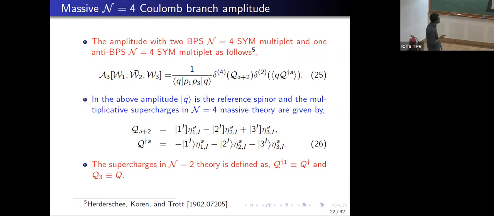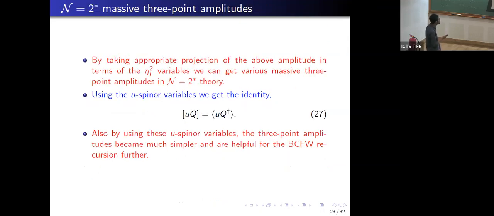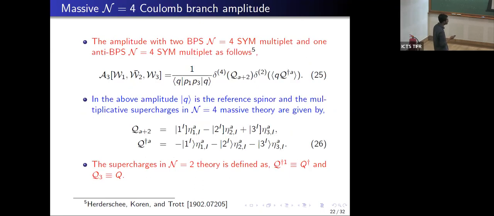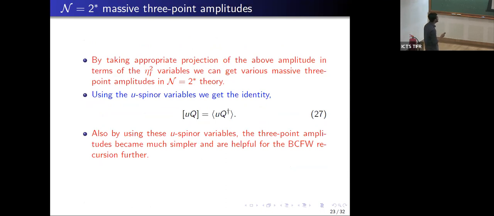By taking the projection with respect to the eta 2i variable, we can get the 3-point amplitude for the n equals 2 star theory. Also, by using these u spinor variables, we can express the 3-point amplitude, and it becomes much simpler and helpful for the BCFW recursion further. So these are the computational tools, meaning the u spinor variables.